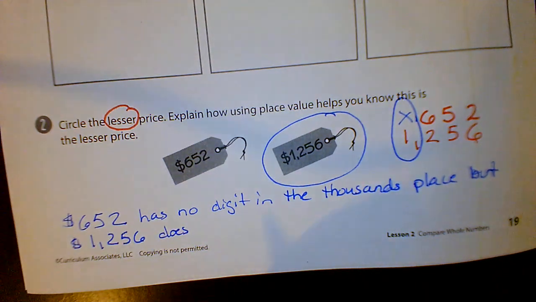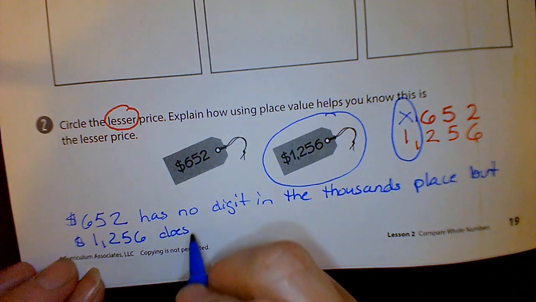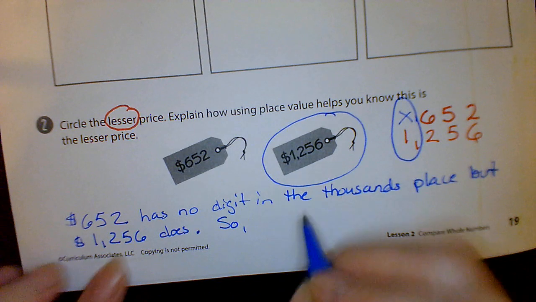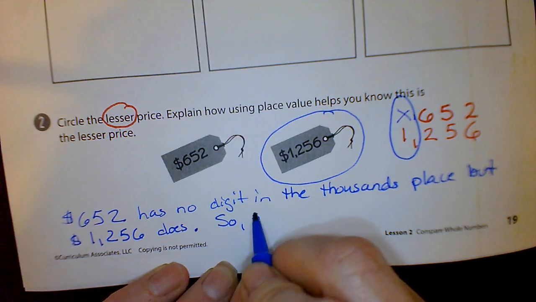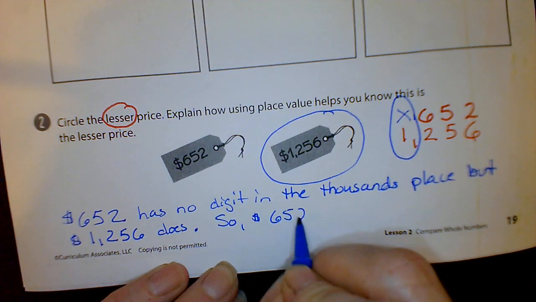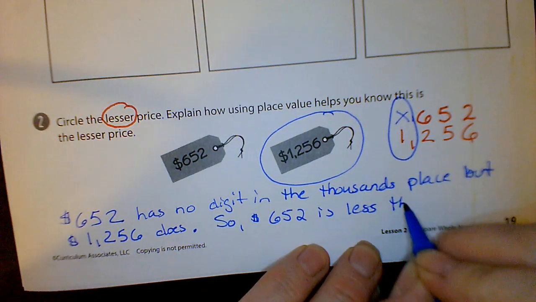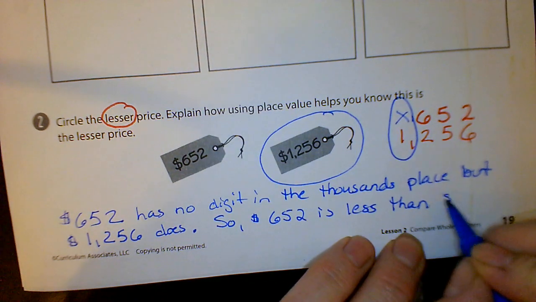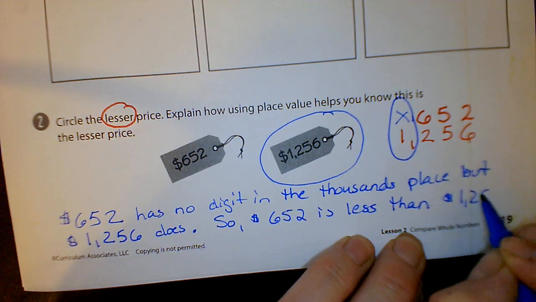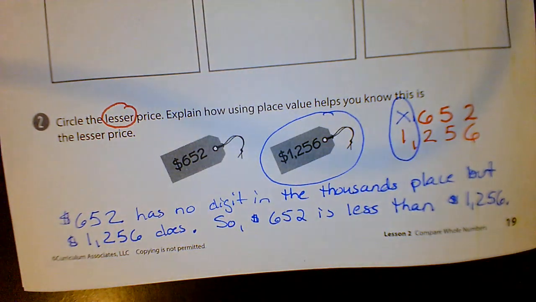So, now we want to say $652 is less than $1,256. So that would be a great way to do this. And I'm sorry, my handwriting's a little messy tonight.